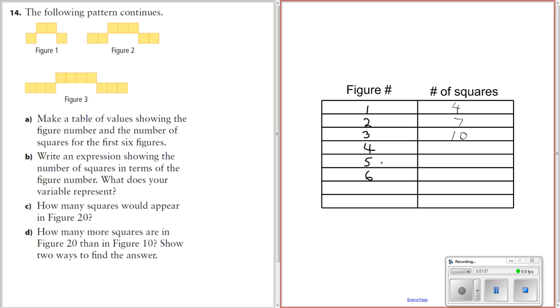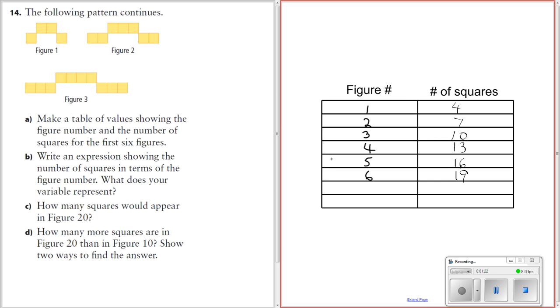So if I take that for granted, the fourth figure would be 1 more here and 1 more here, and then 1 more to the roof, which makes 13 squares in total. And then again, I'd go 16 here, and then finally 19 squares for my 6th figure.